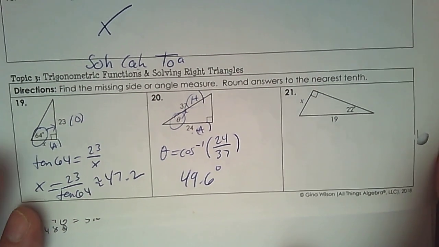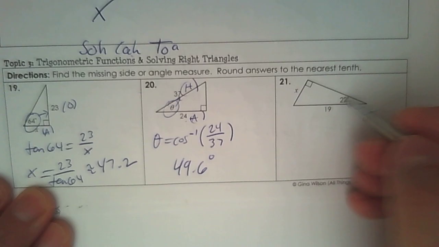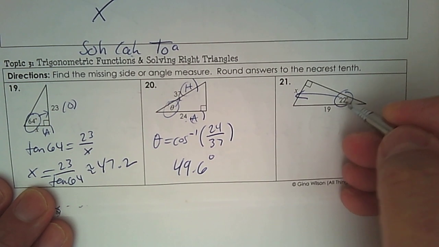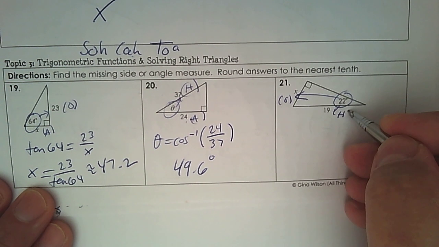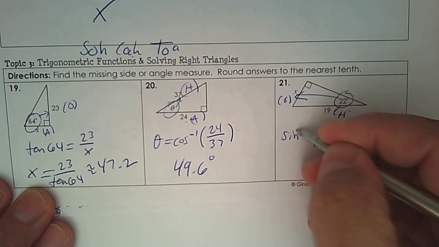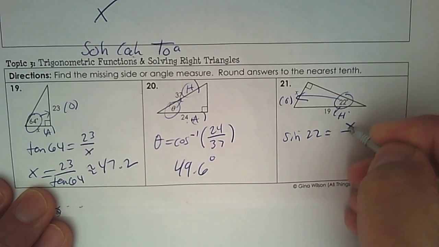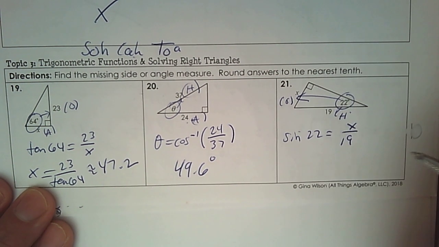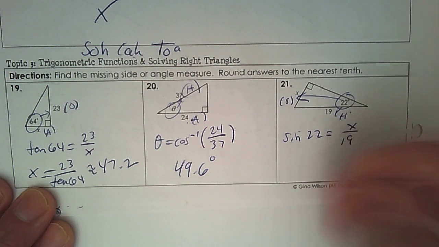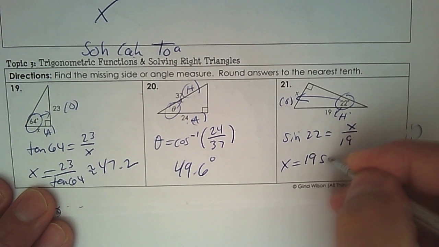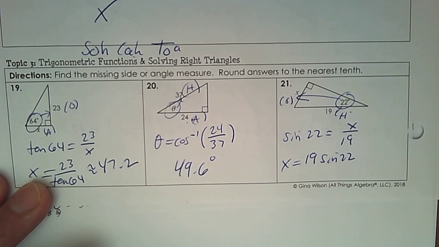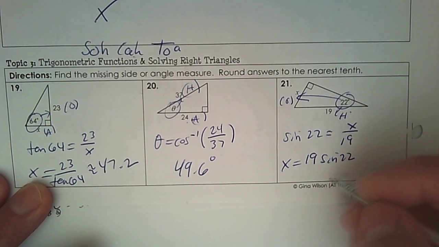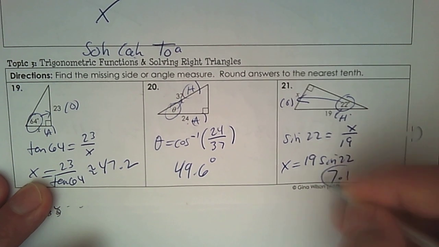Number 21. Angle, opposite, and hypotenuse. Which one uses opposite and hypotenuse? That's sine. So sine 22 is equal to x over 19. To get x by itself, multiply by 19. So I'm going 19 times sine 22, and I get the answer 7.1.